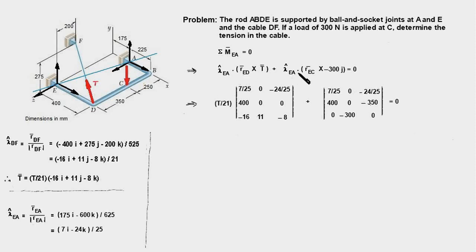The same procedure we follow for the 300 Newton force. The position vector REC crossed with the force vector will give the moment of this force about point E, and then this moment vector is dotted with the unit vector along the line EA to obtain the moment of this force about this line.